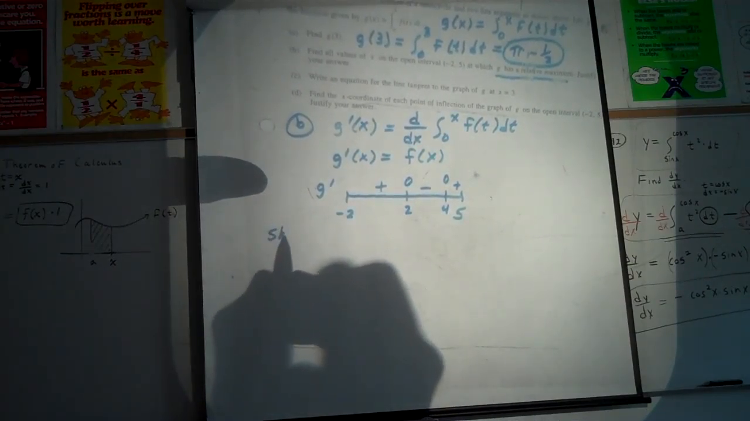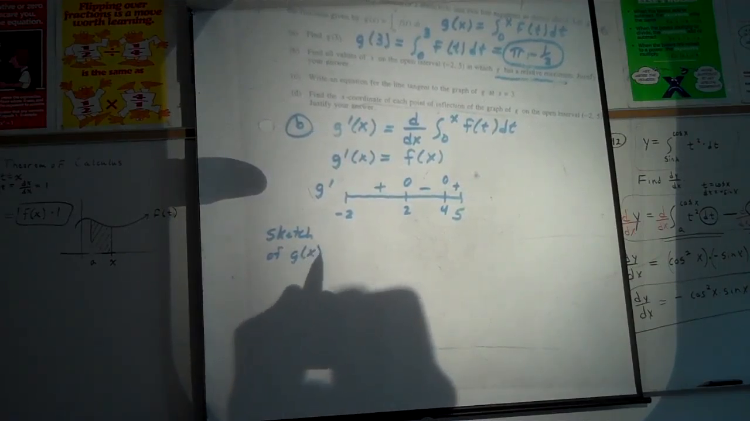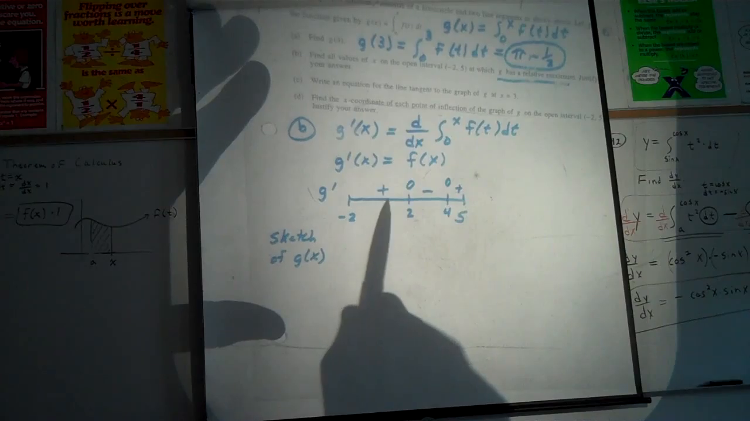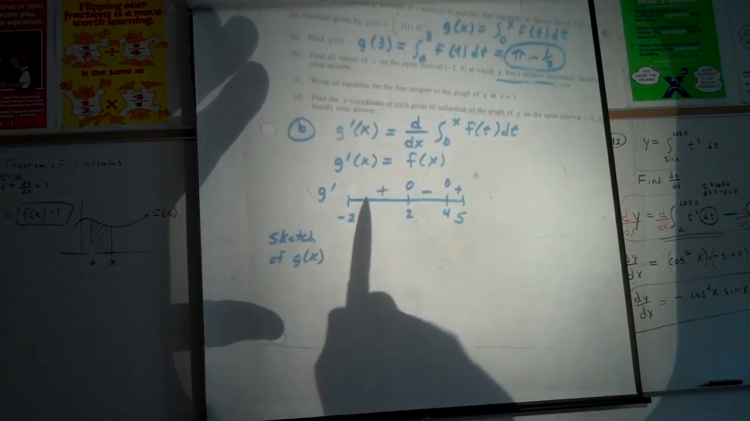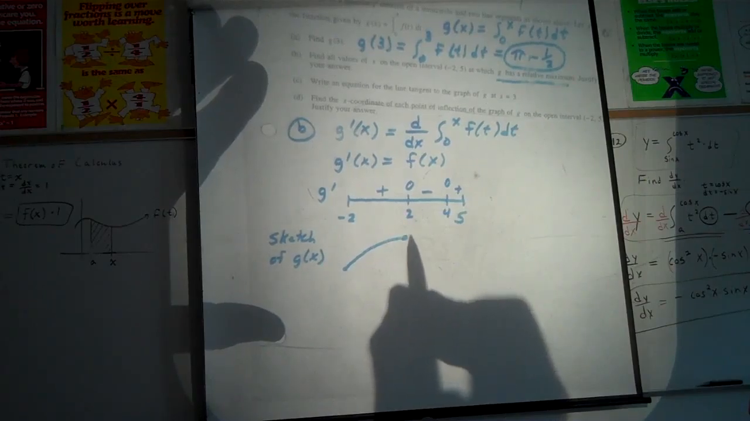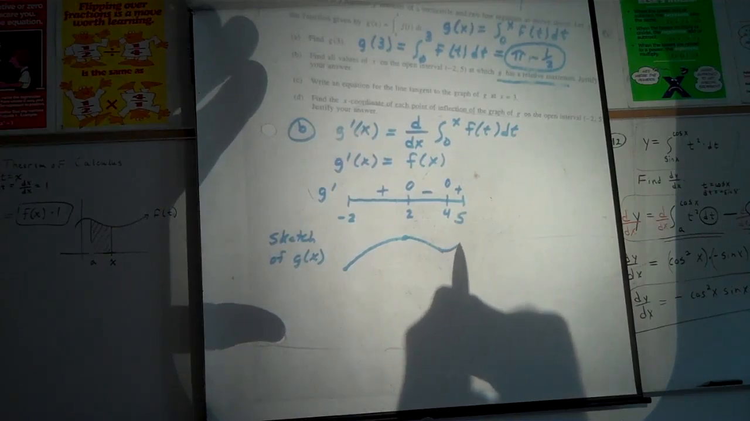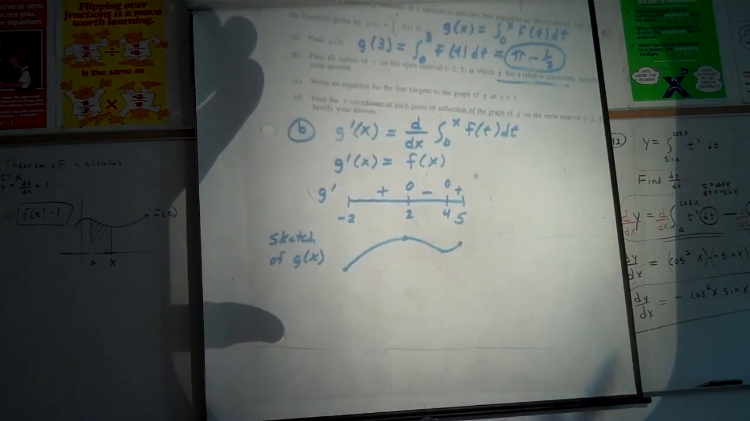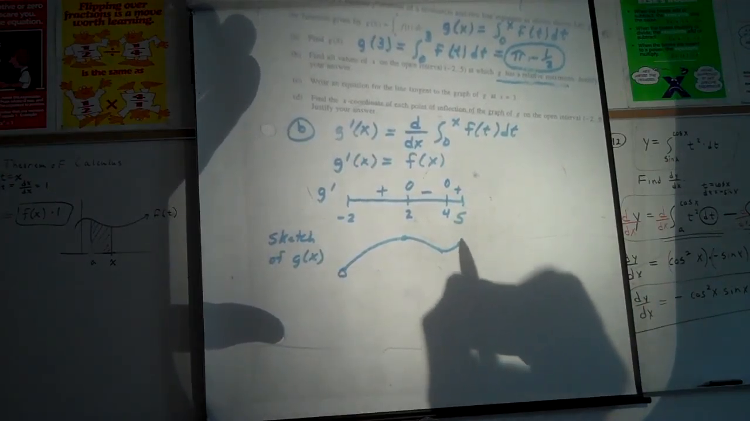Now I'm going to try to make a sketch of g of x. So if g prime is positive, what's that tell me about g of x? Increasing or decreasing? Increasing. Yep, the graph's going to increase. It's going to hit a slope of 0. The negative first derivative means it's going to decrease, hit a slope of 0, and then increase again. Something like that. Okay? It did say we don't have to include the endpoints on the problem.